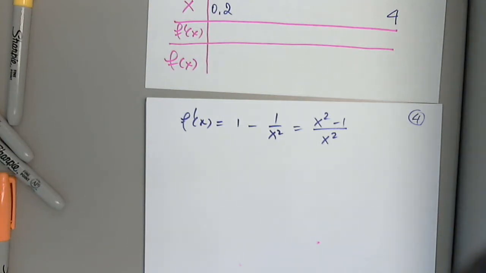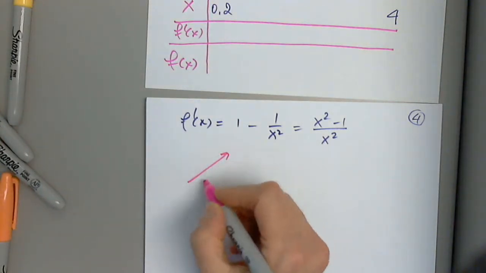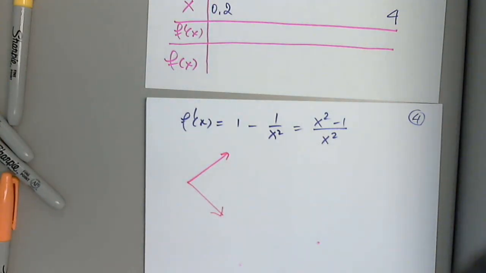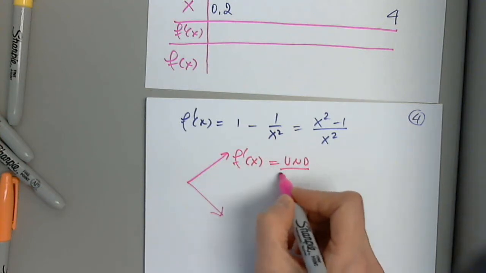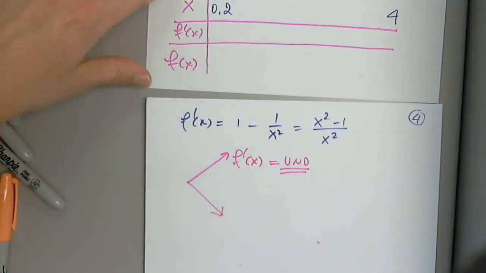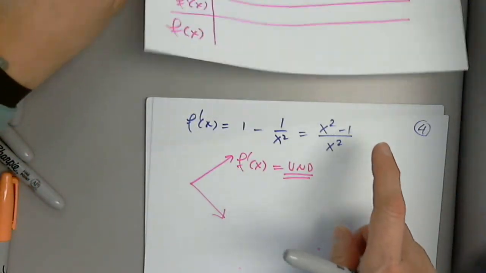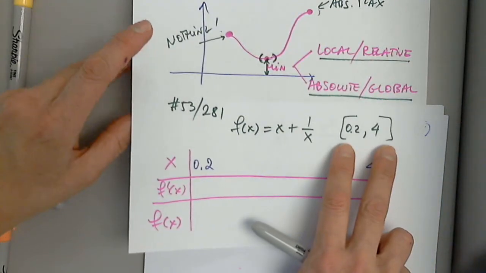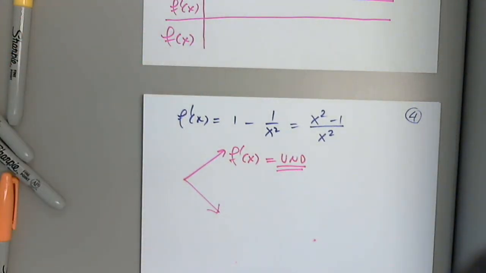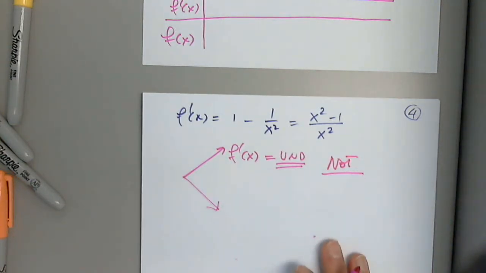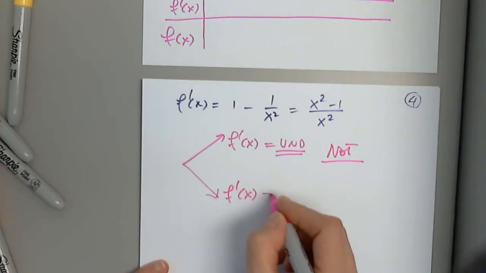Good. We know that critical numbers come from two possible sources. A function doesn't have to have critical numbers. But f prime is undefined where the function is. But just keep in mind, we are forced to study the function only between 0.2 and 4. So is this function undefined between 0.2 and 4? No. Good. So the second possibility is f prime of x being 0.